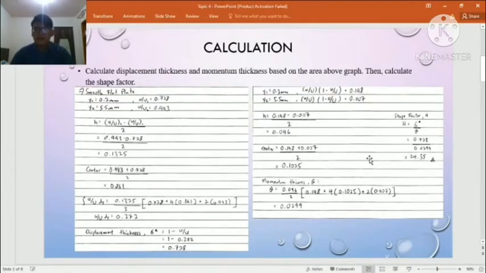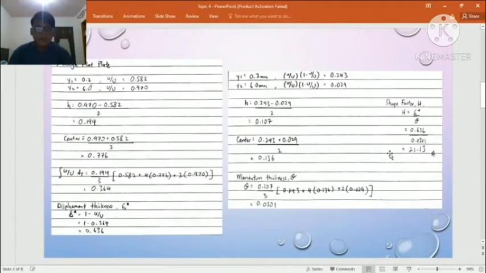From here we can find the shape factor H, using the formula displacement thickness over momentum thickness, and we will get 24.35. Next is for the rough flat plate.